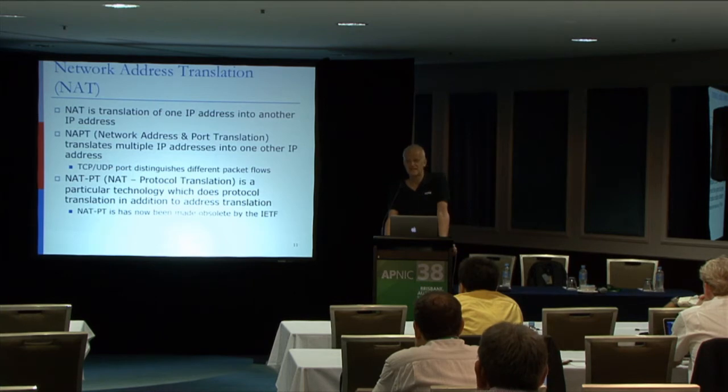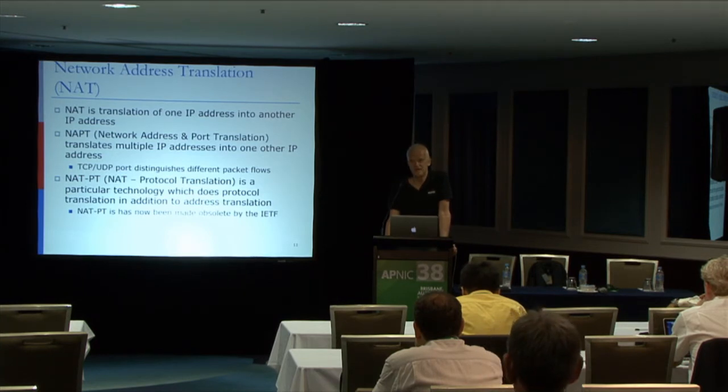Being completely pedantic. What we generally see nowadays, though, is NAPT, which is network address and port translation, where we translate multiple IP addresses into one other IP address, and where the TCP and UDP ports then distinguish different packet flows. So that's typically what you see almost anywhere these days. We still call it NAT, but strictly it's NAPT. So for example, with your home broadband, you'll have one public address, and you'll be using 192.168.1.0/24 internally.